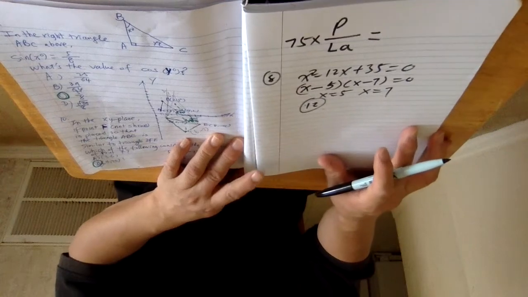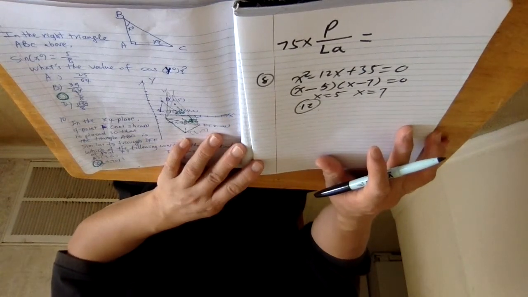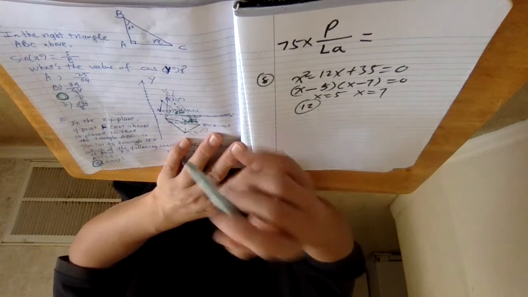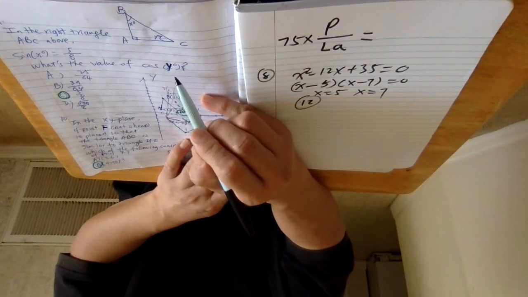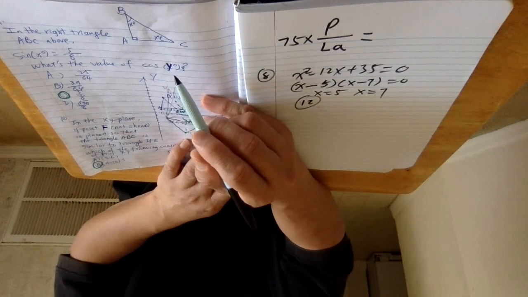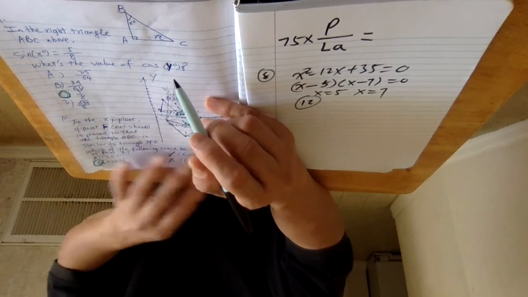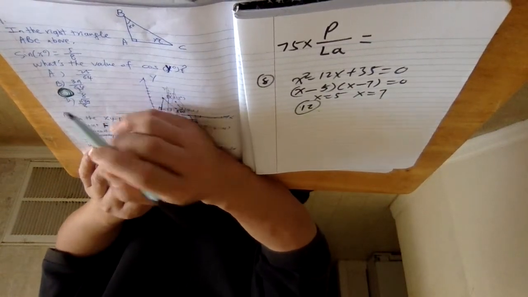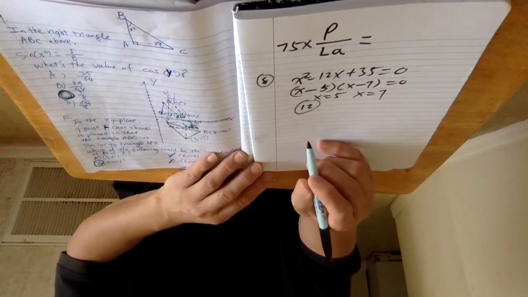Number 9. In the right triangle ABC above, sine x degrees equals 5 over 8. What's the value of cosine y degrees? We know sine x equals cosine y, so the answer is going to be C because they are the same, 5 over 8.